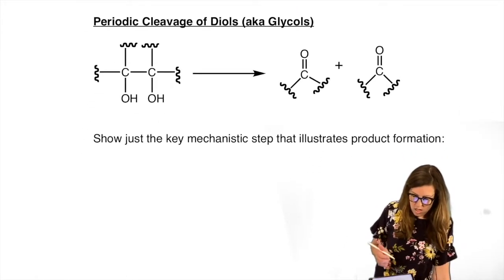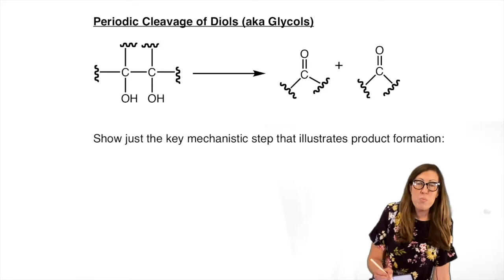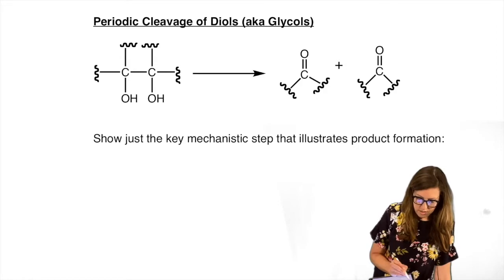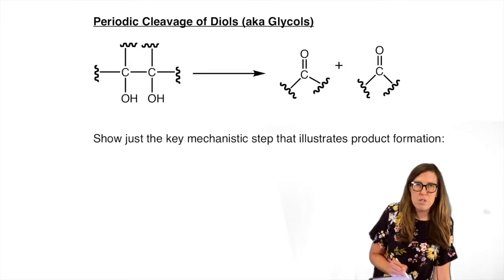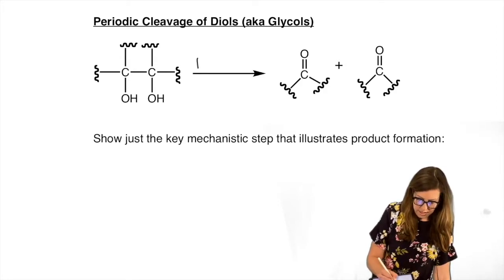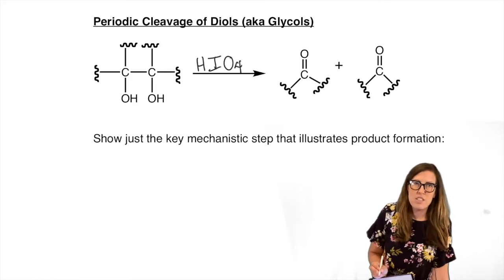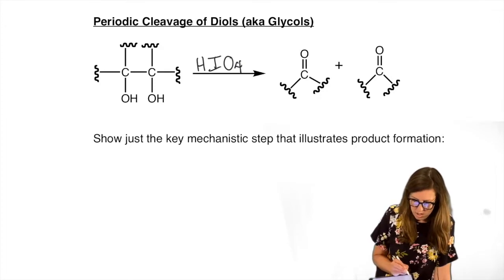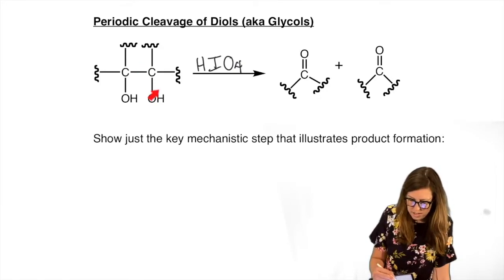Now, here's some things we could do to react them. We can do what's called periodic cleavage. Periodic acid is HIO4. That's extra oxygens in there. Per means that extra oxygen is present, like peroxy acid or peroxy hydrogen peroxide. Periodic cleavage means we're breaking up a diol and oxidizing it at the same time.